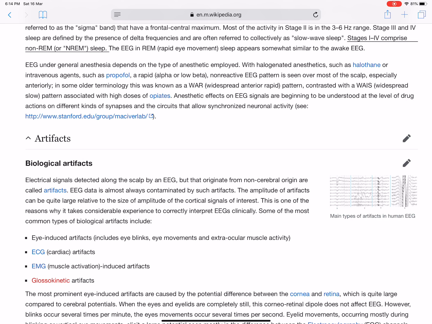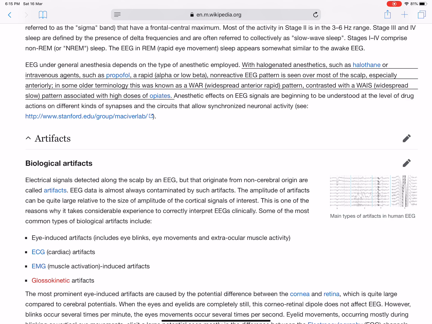The EEG in REM, rapid eye movement sleep, appears somewhat similar to the awake EEG. EEG under general anesthesia depends on the type of anesthetic employed. With halogenated anesthetics, such as halothane, or intravenous agents, such as propofol, a rapid, alpha or low beta, non-reactive EEG pattern is seen over most of the scalp, especially anteriorly.